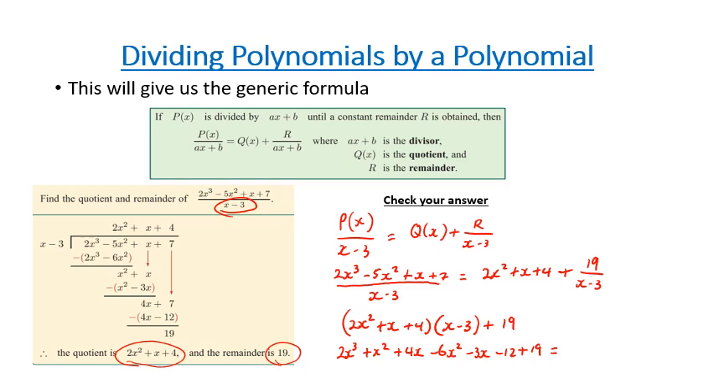Alright, so we've got 2x cubed, I've got an x squared there, but I'm taking 6, so that gives me minus 5x squared. I've got 4x, take 3x, which just gives me plus x. And I've got negative 12 plus 19 gives me positive 7. And as you can see, that's the original function that we had at the start. So that's just a way you can check: get your quotient, multiply it by your divisor, and then add your remainder.